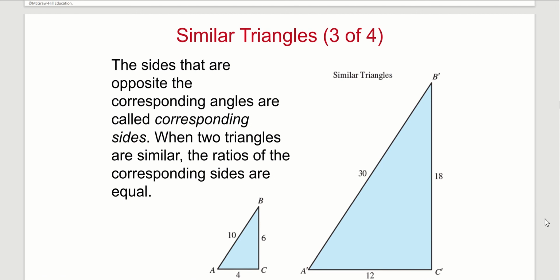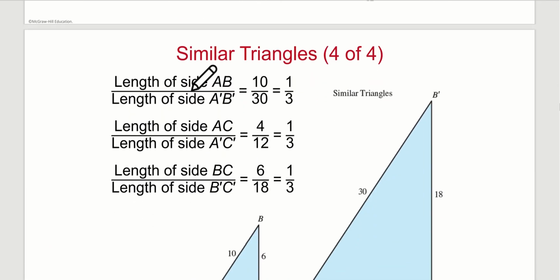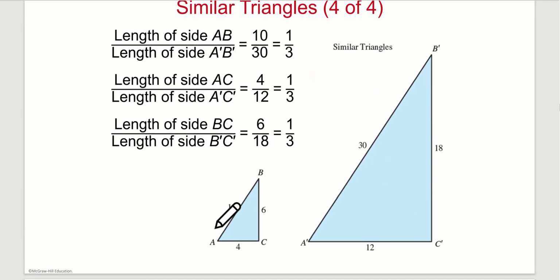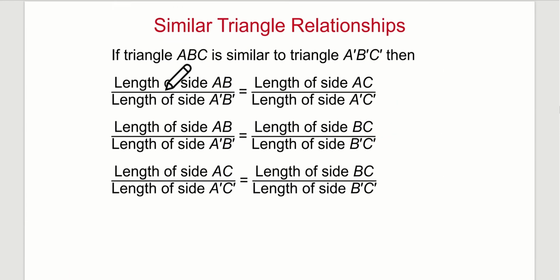What's important when we try to utilize similar triangles is that the ratios of corresponding sides will be equal. So the ratio of the length of side AB to A prime B prime is going to be 1/3. The ratio of side AC to A prime C prime is also 1/3. And the ratio of side BC to B prime C prime is also going to be 1/3. So in similar triangles, corresponding sides always have the same ratio.